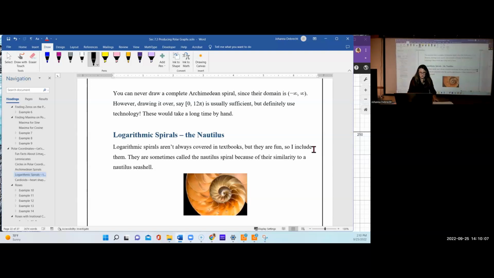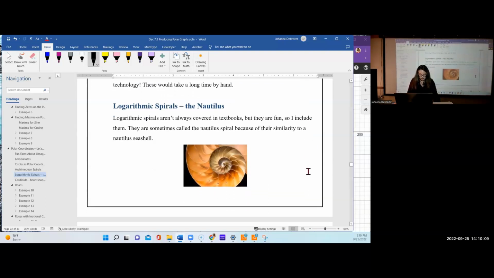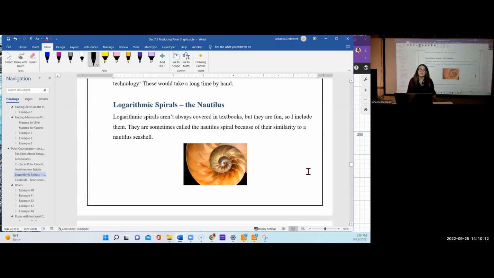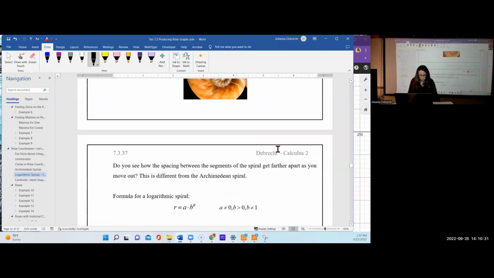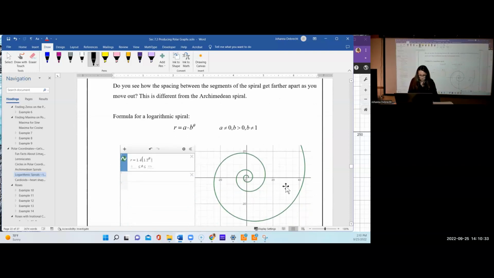Let's look at logarithmic spirals, which are based on the Nautilus shell. Logarithmic spirals are not always covered in textbooks, but they're kind of fun, so I like to include them. They're sometimes called the Nautilus spiral because they resemble the chambers of a Nautilus shell. Notice how the chambers get larger as it moves out away from the center. And that's going to happen with a logarithmic spiral. The distance between the spirals gets bigger as it moves out.